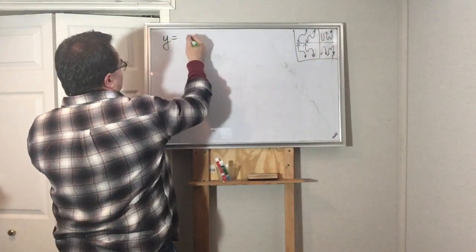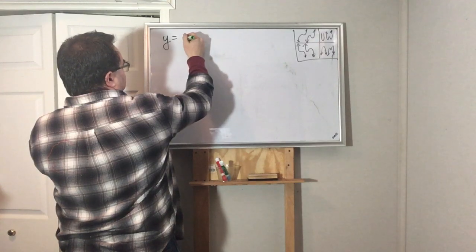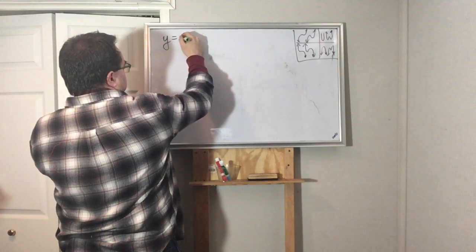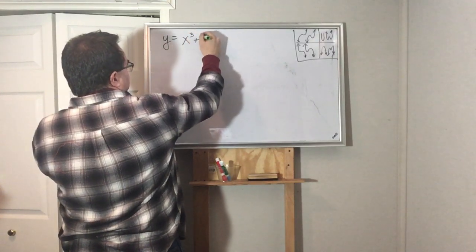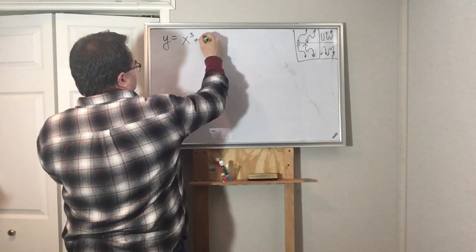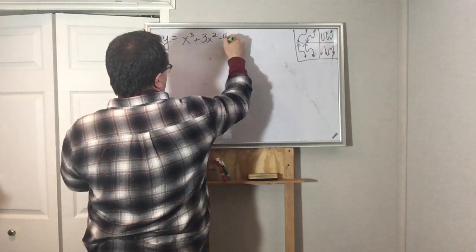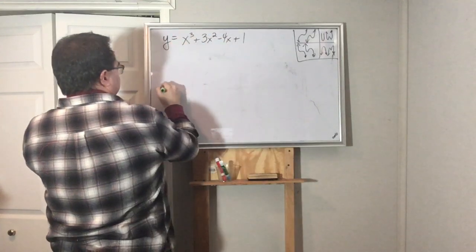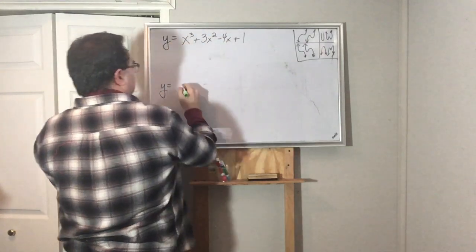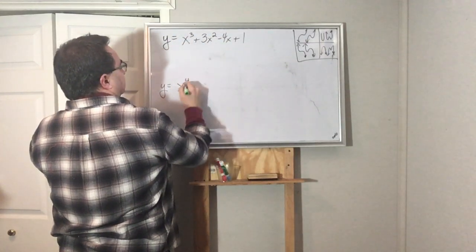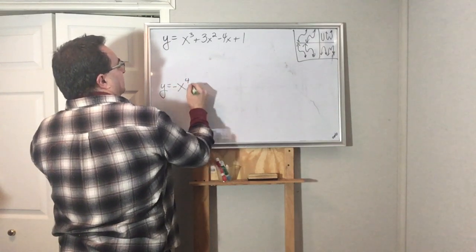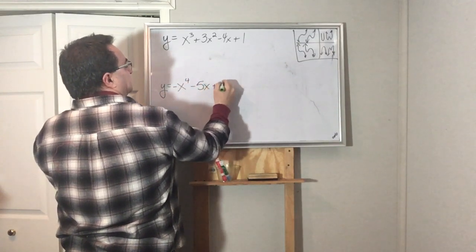Suppose we had y equals x cubed plus 3x squared minus 4x plus 1. Let's do another example. y equals x to the fourth, let's make it negative, minus 5x plus 2.